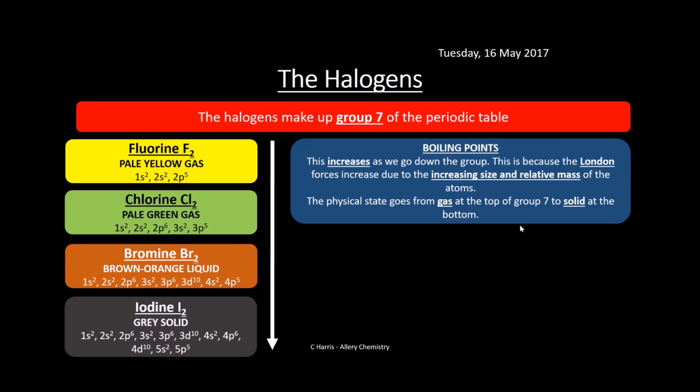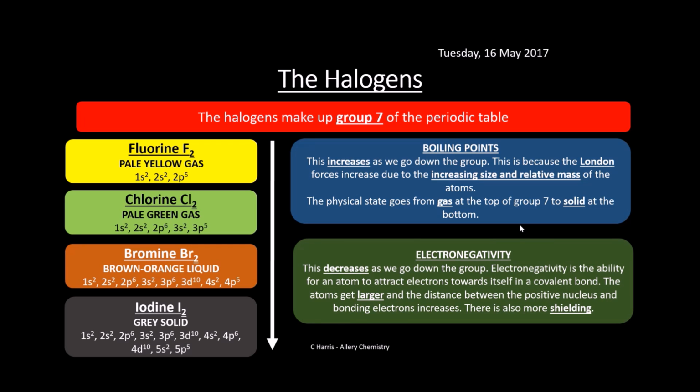Okay, now, as we go down the group, the boiling points increase. Okay, so it takes more energy to boil these substances. So these molecules, this is because we've got London forces increasing due to the increase in size and the relative mass of the atoms. So iodine is much, much bigger than fluorine. And the physical state, as you can see, goes from gas at the top of group 7 to solid at the bottom. Okay, so there's the literal physical evidence for these increased melting points, because at room temperature they have different states.